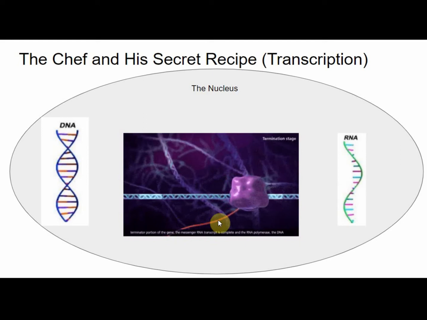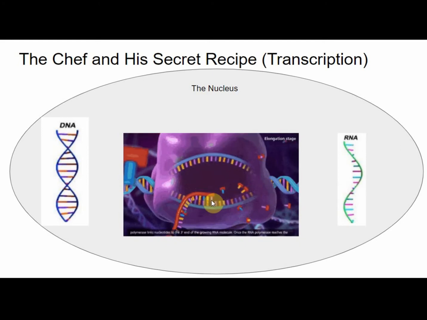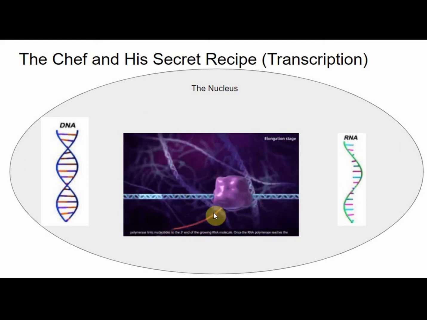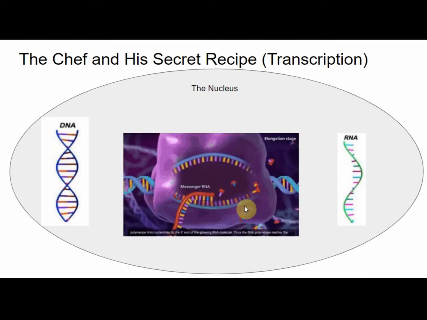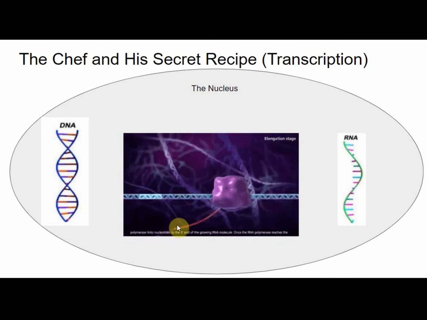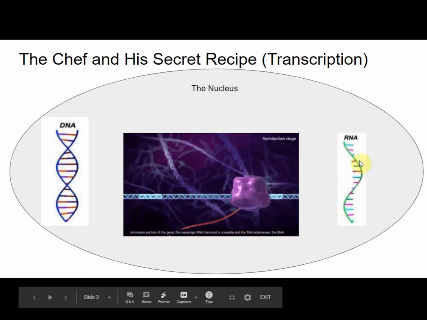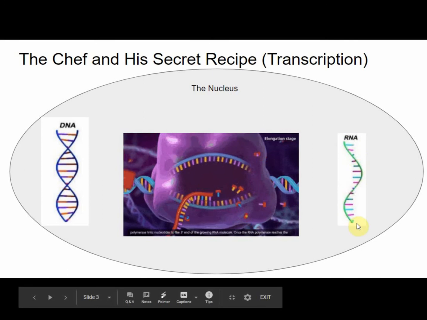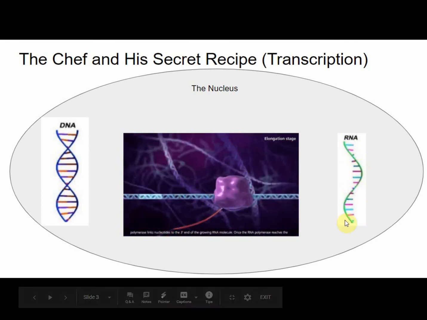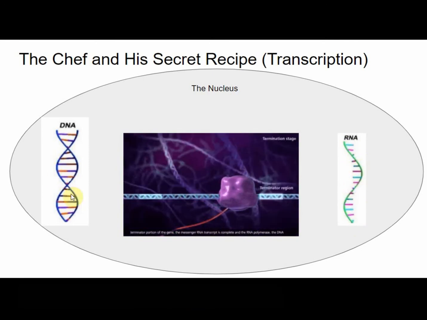This red line that you see coming out here is messenger RNA, and so you have your DNA, and this polymerase, this chef, makes a messenger RNA strand from the DNA. And so when he's done, you end up with a half a strand of messenger RNA here. You have a double helix here, you have a single one here.